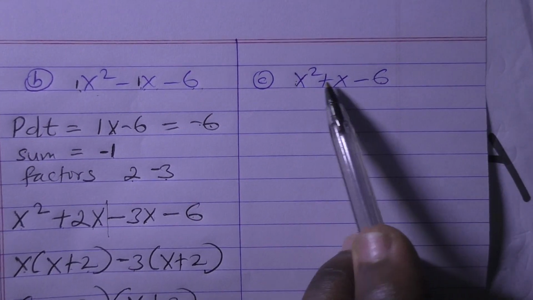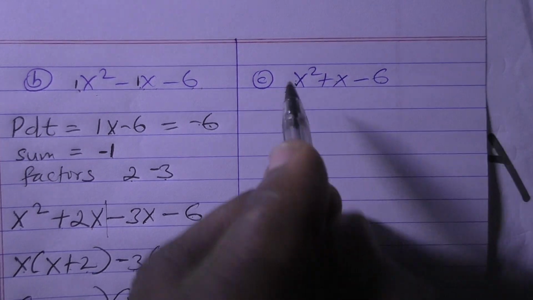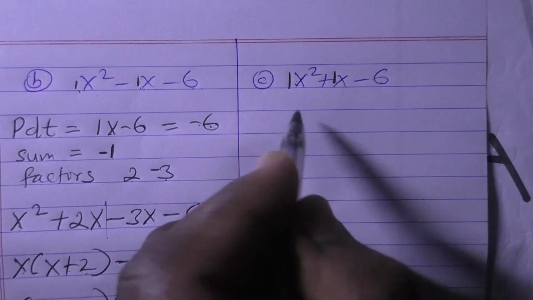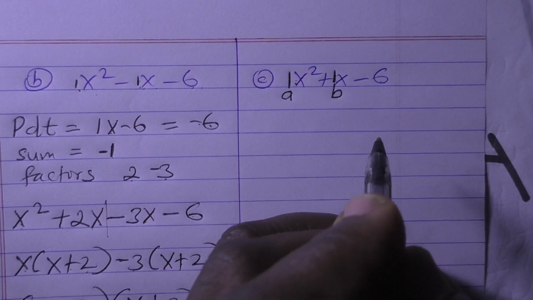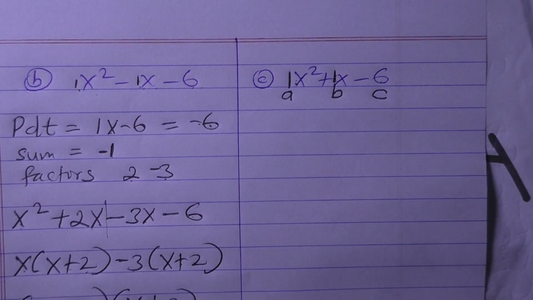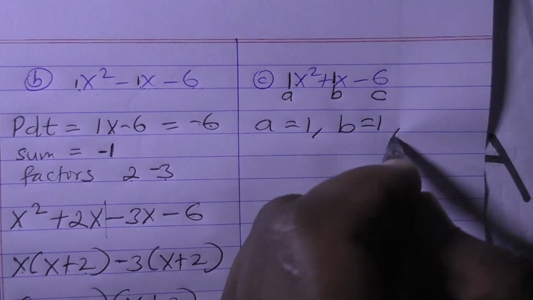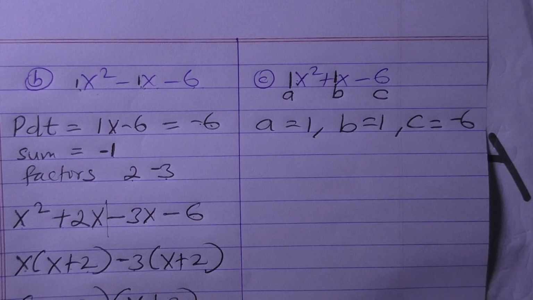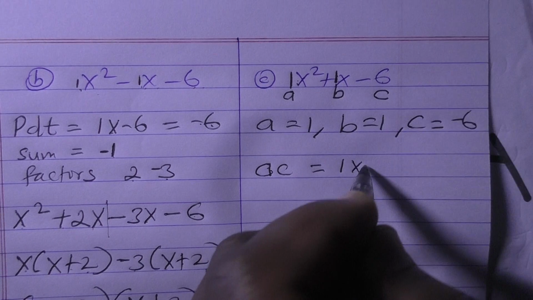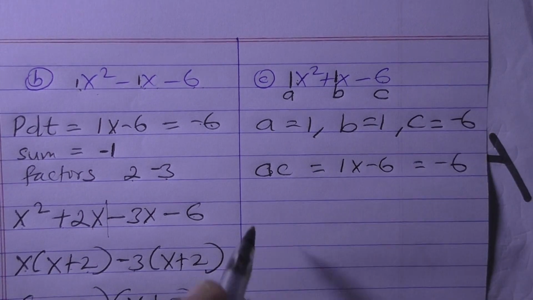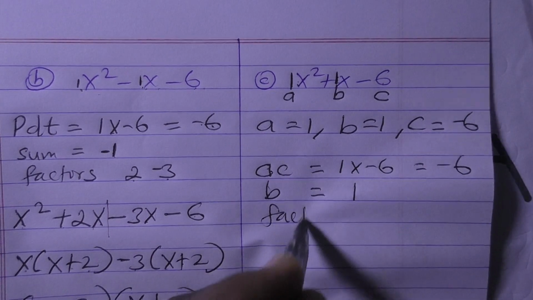Our coefficient here is 1. So we shall have a 1 here and a 1 here, which this one takes the position of A. This one takes the position of B, and then negative 6 is taking the position of C. So we have A is 1, B is 1, and C is negative 6. So the product of AC is 1 times negative 6, which is negative 6. Then the sum B is 1, so we shall look at the factors.